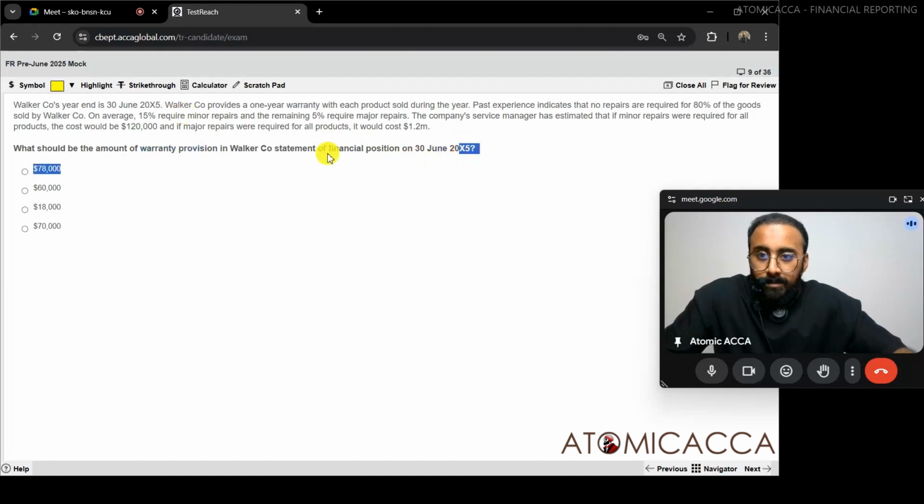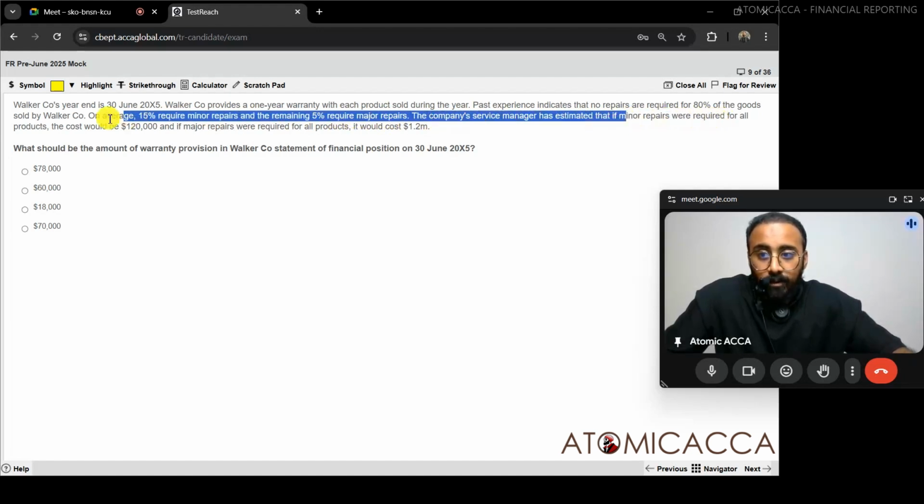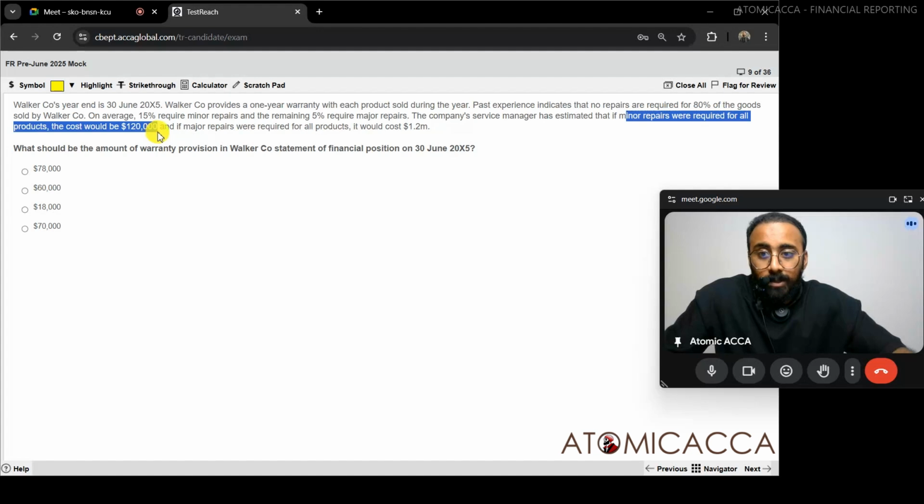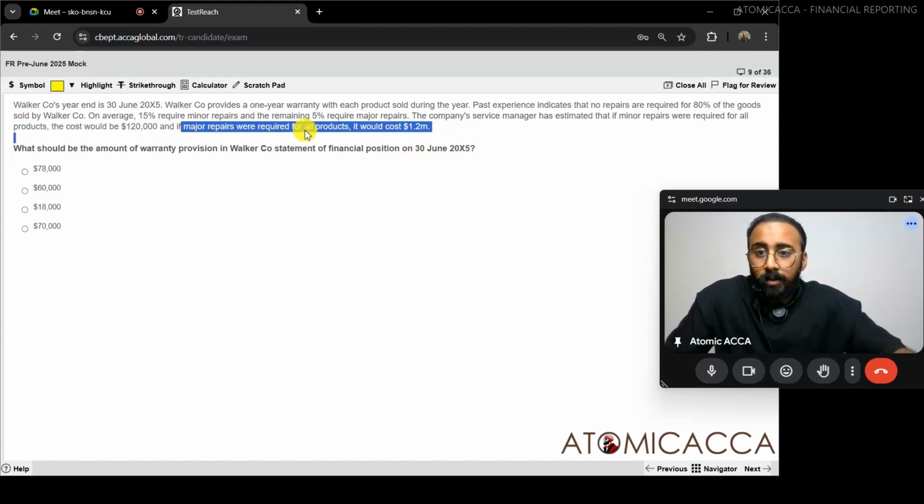Year ending. Walker Company provides a 1-year warranty with each product sold during the year. Past experience indicates that no repairs are required for 80% of the goods sold. On average, 15% require minor repair, and the remaining 5% require major repair. The company service manager has estimated that if minor repairs were required for all the products, the cost would be 120,000, and if major repairs were required, it would cost 1.2 million.